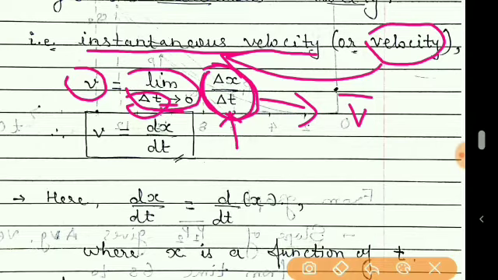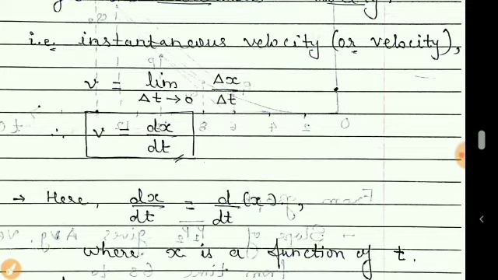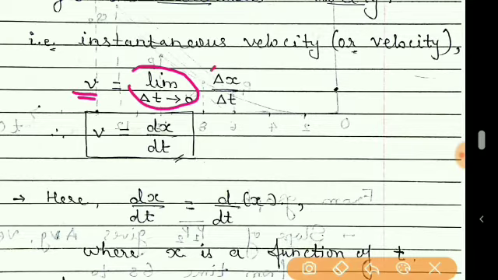That means this large difference delta is made very small. Delta means a little large difference, but here this large difference of time is made nearly equal to 0. And so when this time is limited to very small, at that time the velocity obtained is instantaneous velocity. So limit delta t tends to 0, delta x upon delta t gives you dx upon dt. So instantaneous velocity v is equal to dx upon dt.